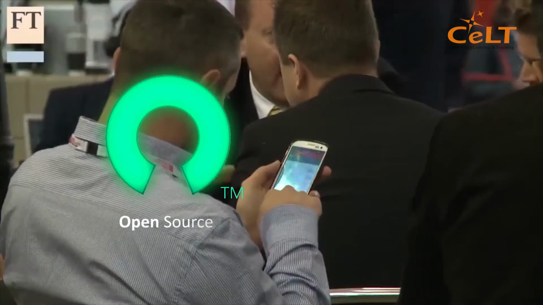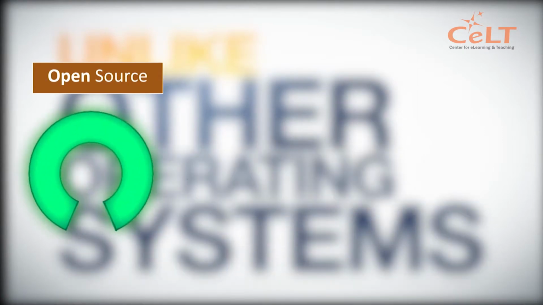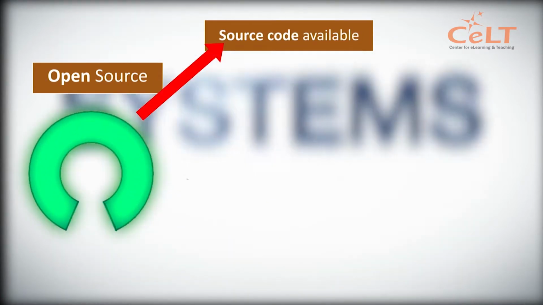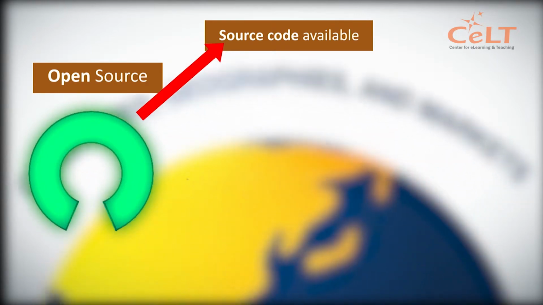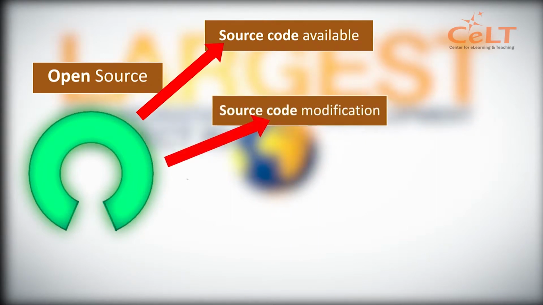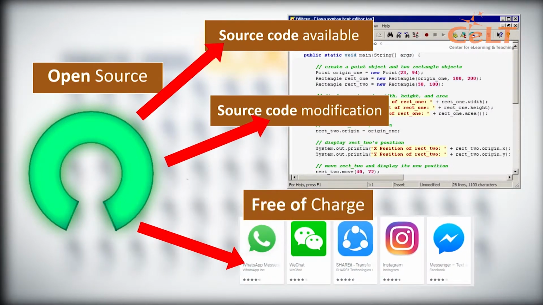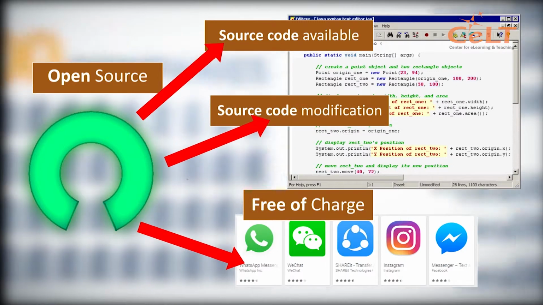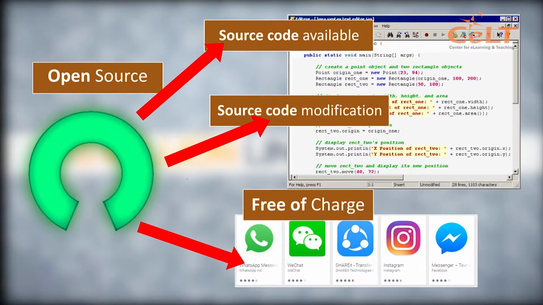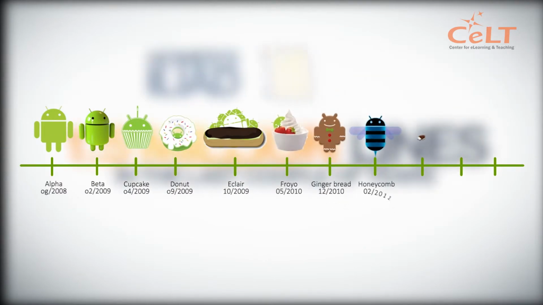The terms are open source software and closed source software. First is open source. Open source software refers to a program or software in which the source code is available to the general public. It can also be modified from its original design free of charge. Open source code is typically created as a collaborative effort in which programmers improve upon the code and share the changes within the community. An example of an open source mobile operating system is Google Android.